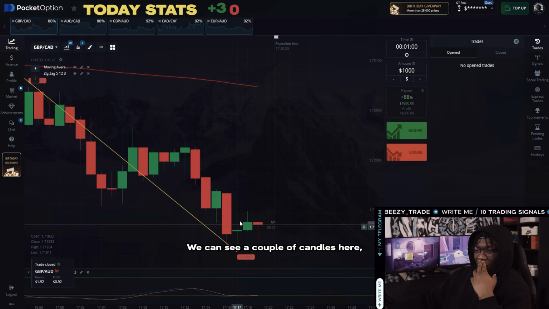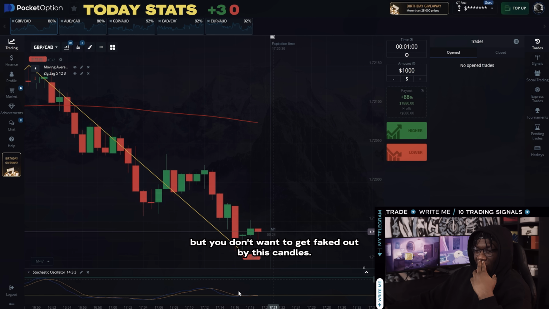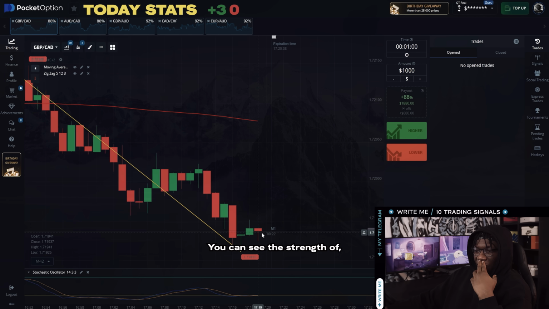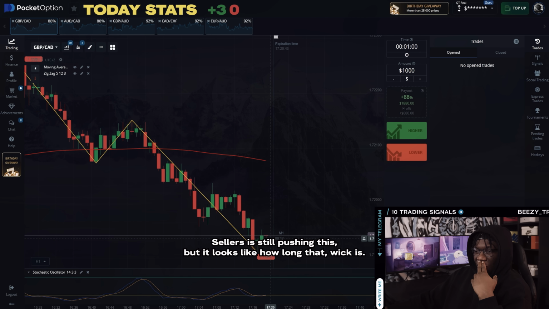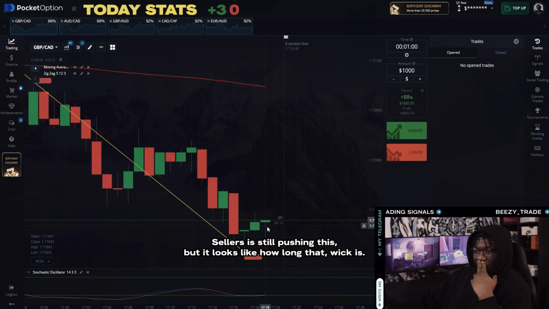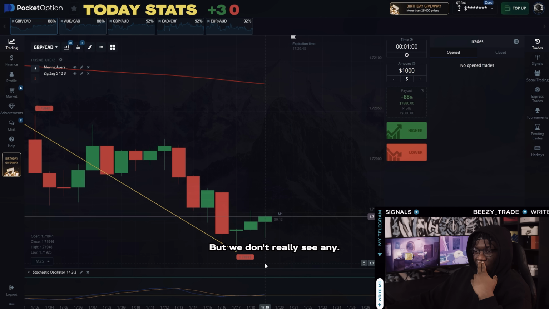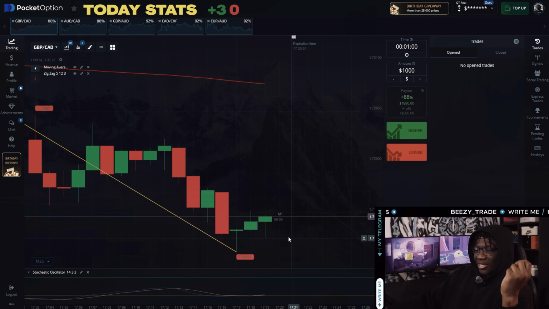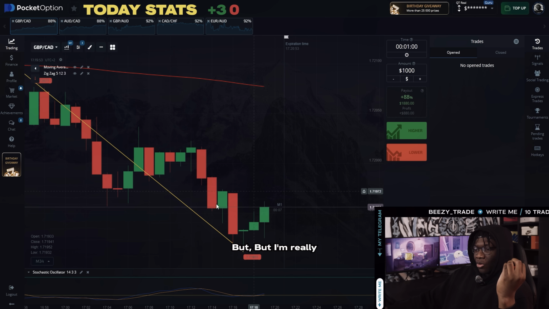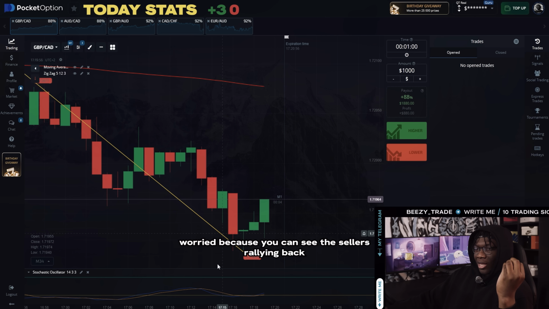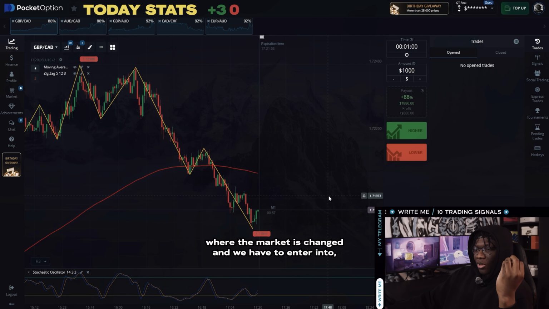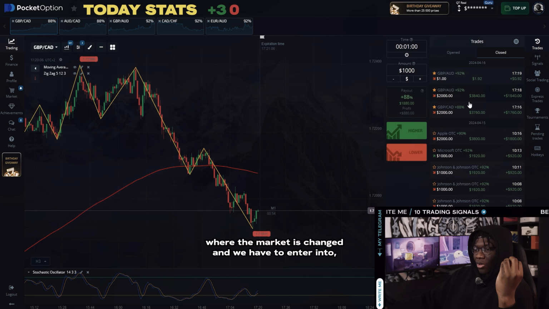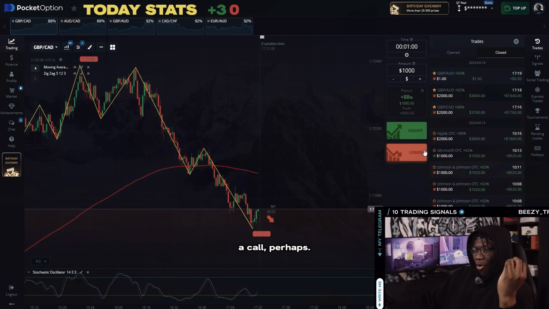We can see a couple of candles here, but you don't want to get faked out by these candles. You can see the strength of the candles. The sellers are still pushing this, but it looks like how long that wick is, but we don't really see any. But I'm a little worried because you can see the sellers rallying back to push that price higher. And this might be a situation where the market has changed and we have to enter into a call perhaps.